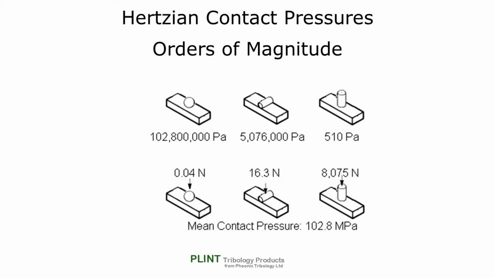To get a mean contact pressure of 102.8 megapascals on a 10mm diameter by 6.7mm long cylinder on edge, a total force of 16.3 newtons would be required. To get a mean contact pressure of 102.8 megapascals on a 10mm diameter pin on end, a total force of 8,075 newtons would be required. This is the same pressure as is achieved by placing the ball under its own mass on the plate.